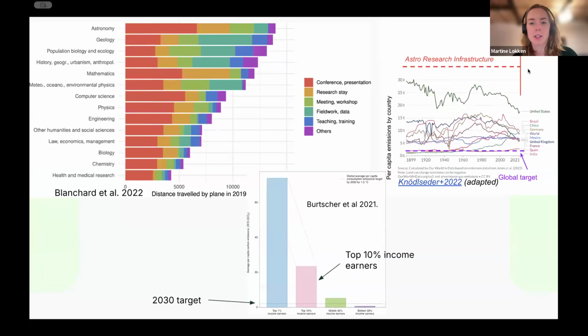But of course, I'm preaching to the choir here. We all know these things. And I think many of us also are aware that astronomy contributes disproportionately in terms of our actual number of astronomers compared to our impacts. If you look at astronomy's emissions compared to other science fields, and our astro research infrastructure looked at in a per capita way compared to the biggest emitters in the world.